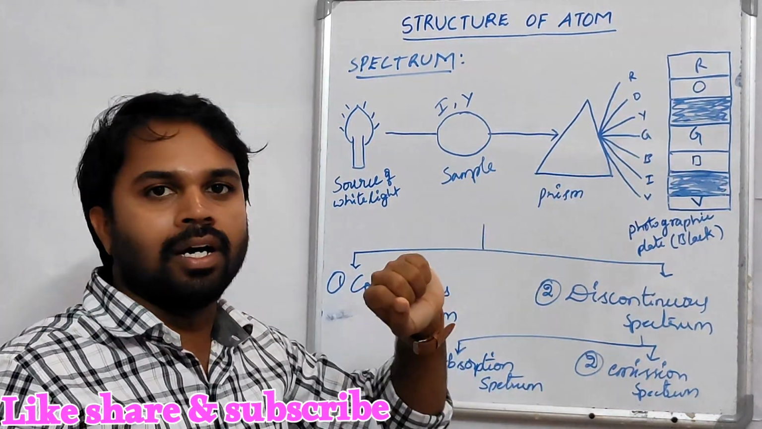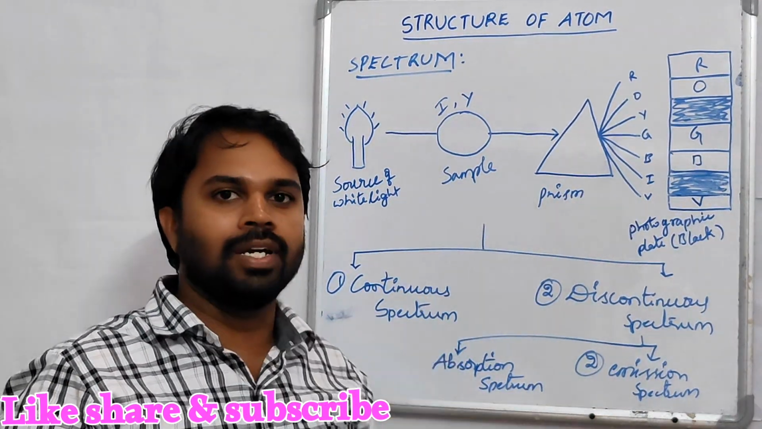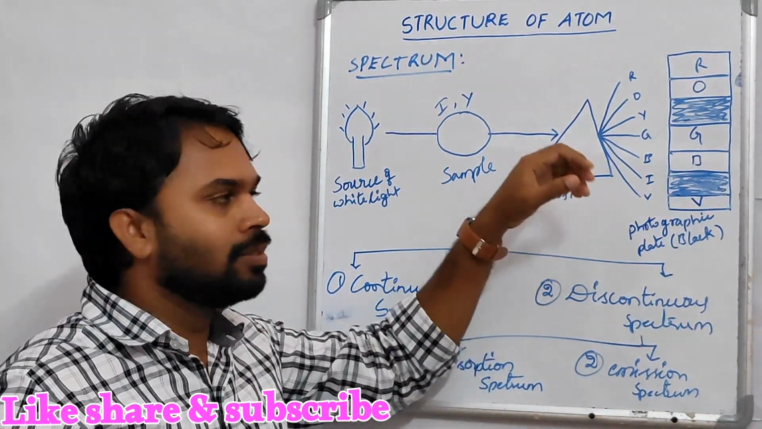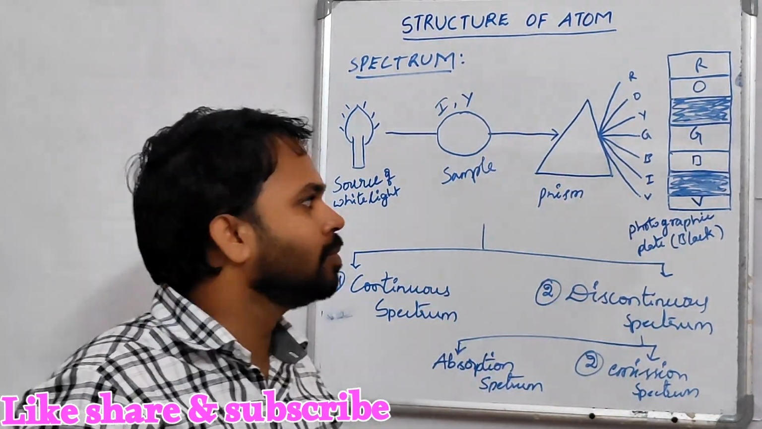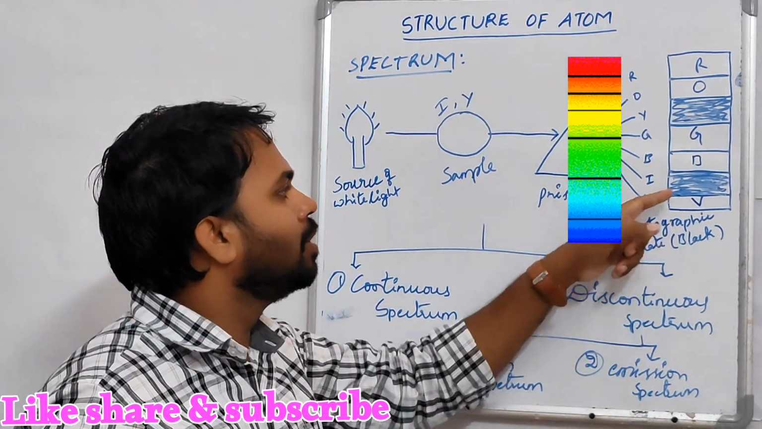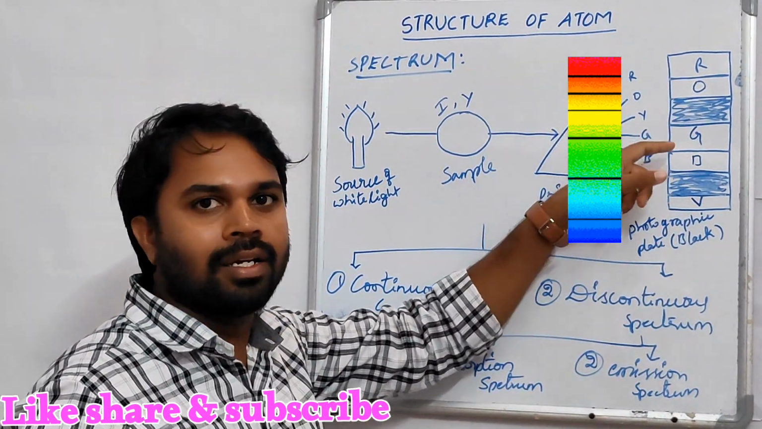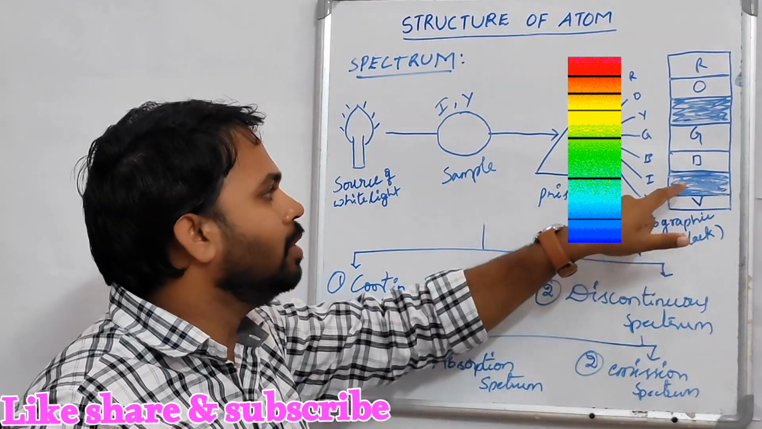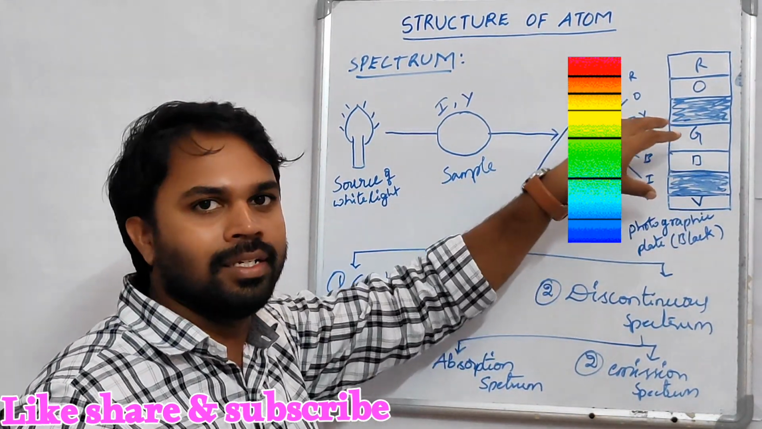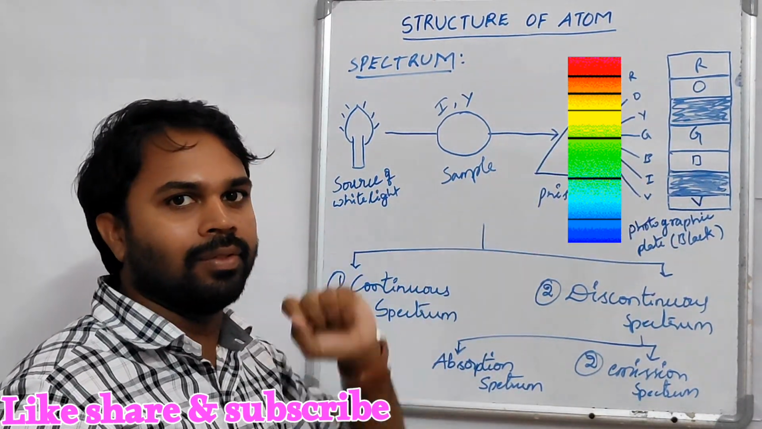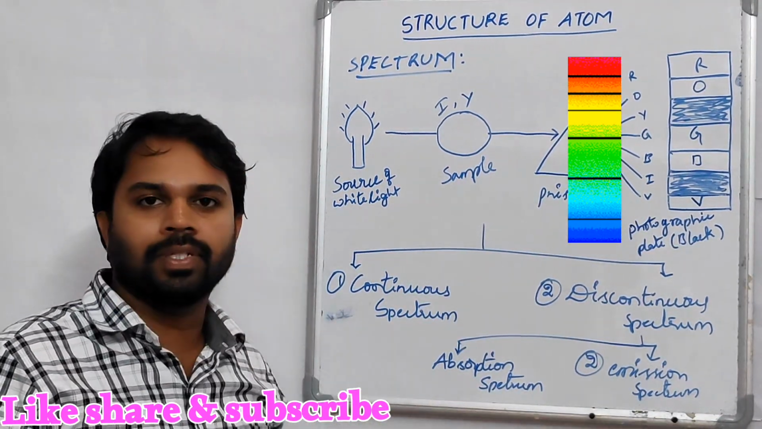These two wavelengths are used for excitation of electrons. That's why we have got black lines on this plate. This is called absorption spectrum. It contains black lines or dark lines on a colored background. This plate is filled with colors, and these two black lines are present on the plate. So, black lines or dark lines on a colored background. This is the absorption spectrum.